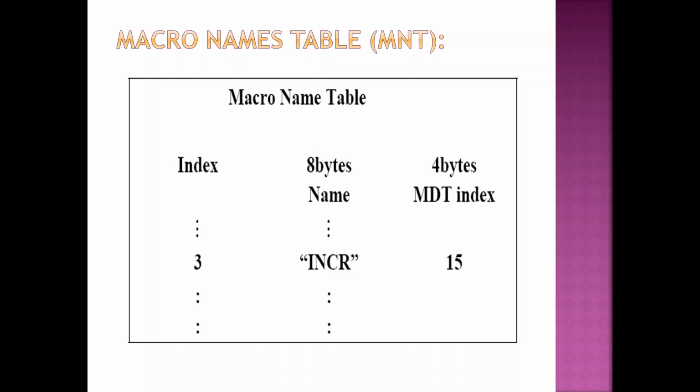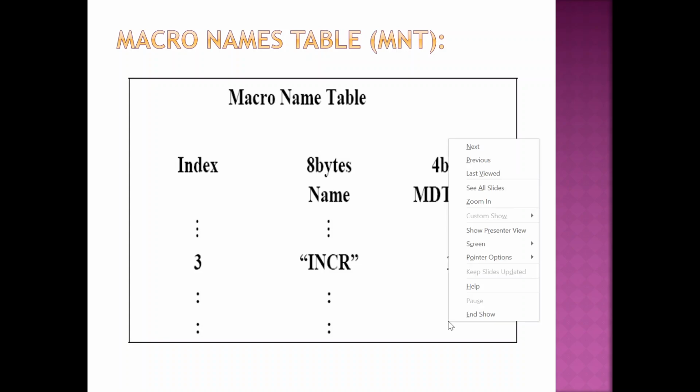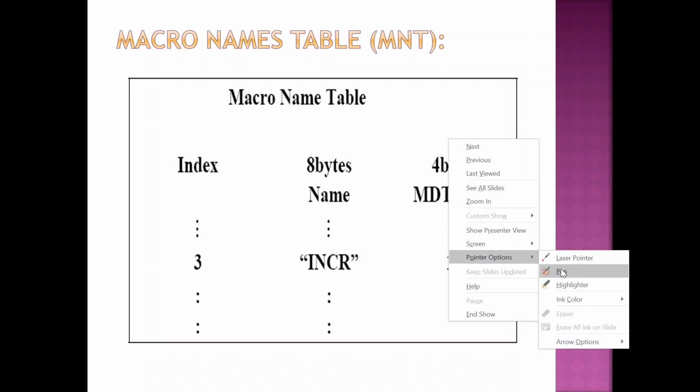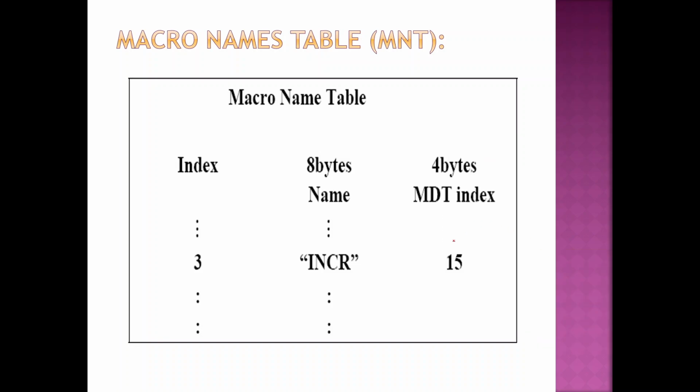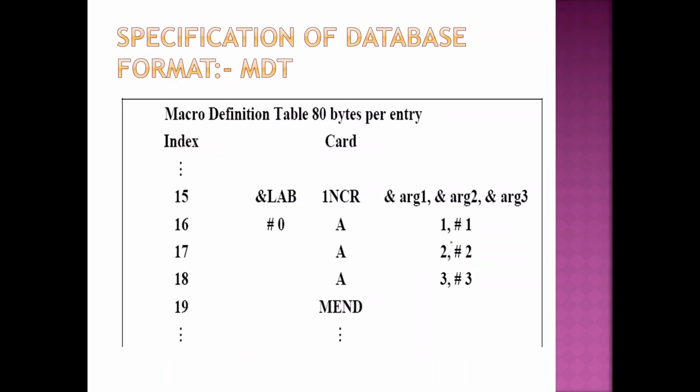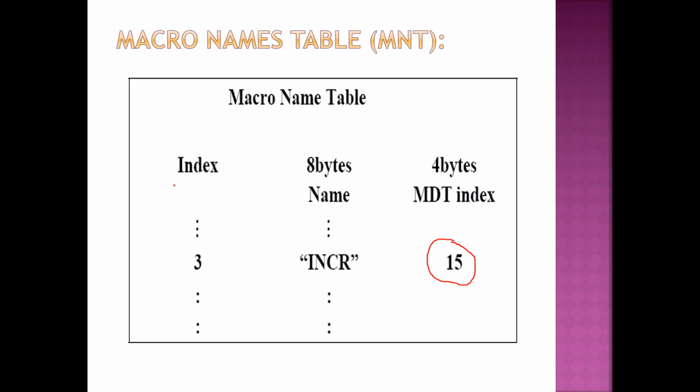But what the macroprocessor will not know is the index of the macro definition table, which is 15 here. Until it stores some values inside the macro definition table, it will not know what this value is. This value comes from here. In the macro definition table, the name of my macro is INCR. Where is this definition stored? Only the name is going to be stored in the name table. Where is the definition stored?